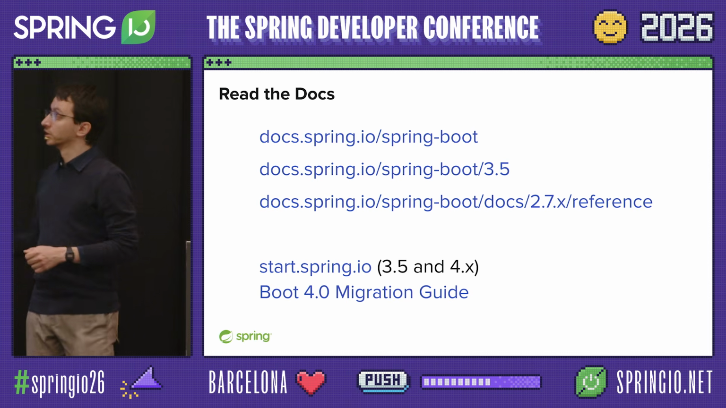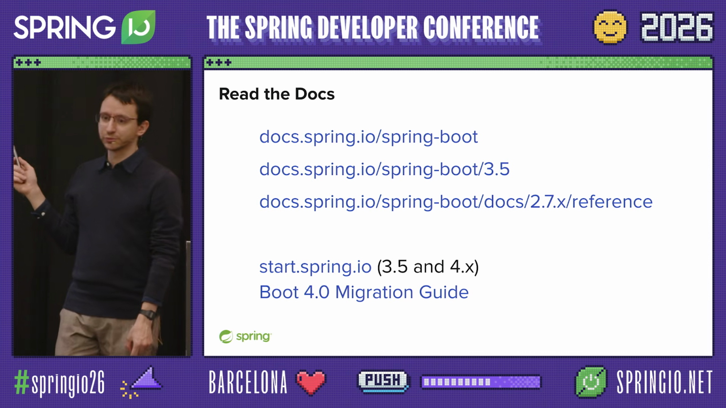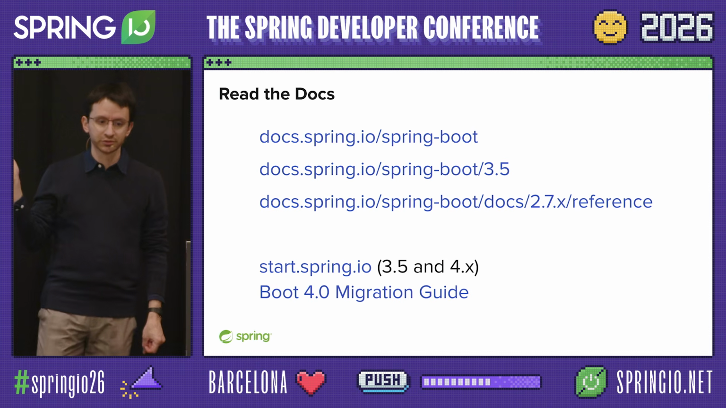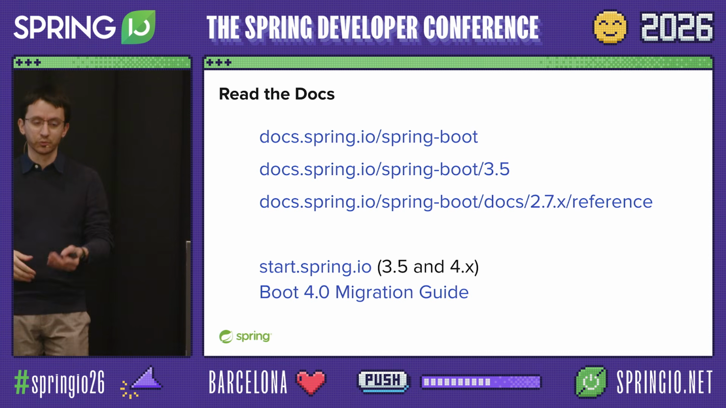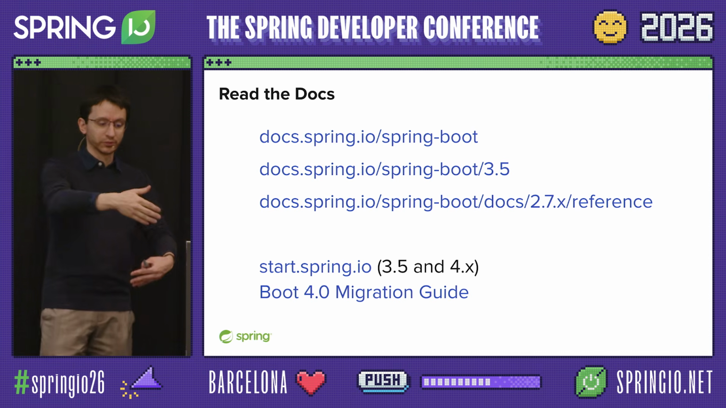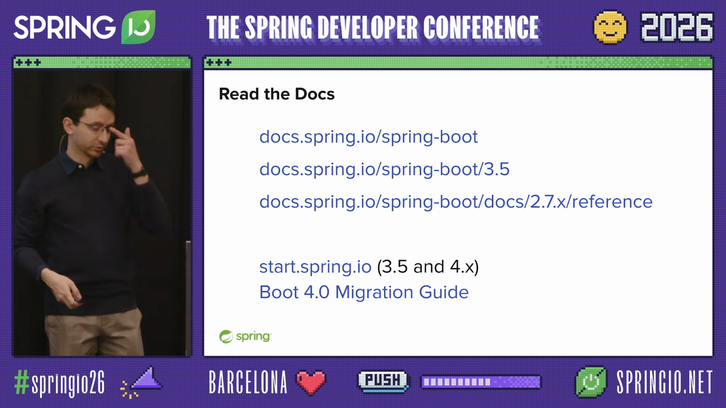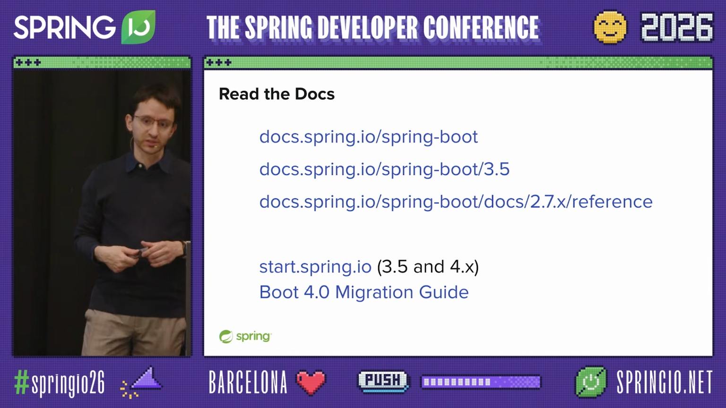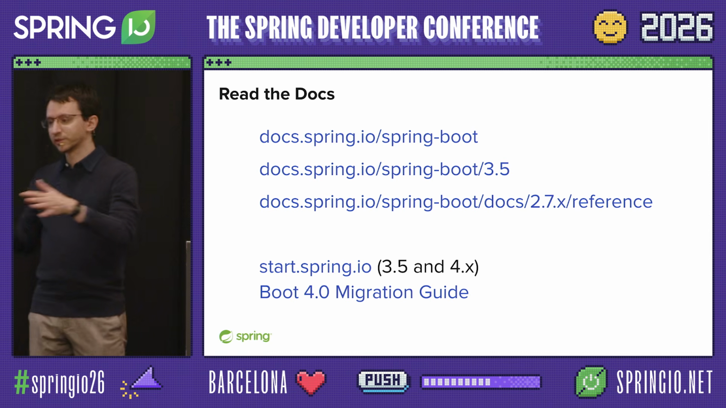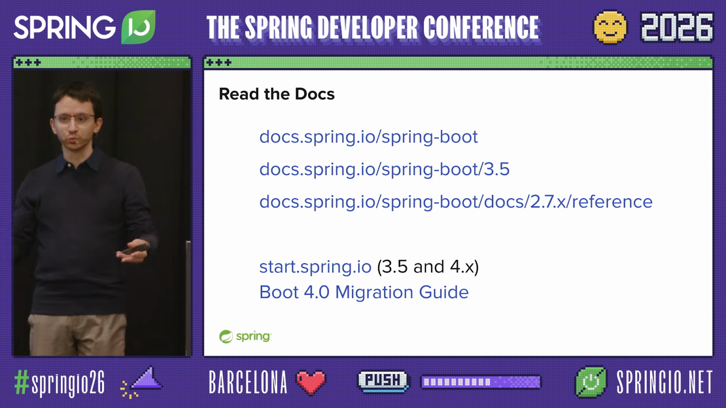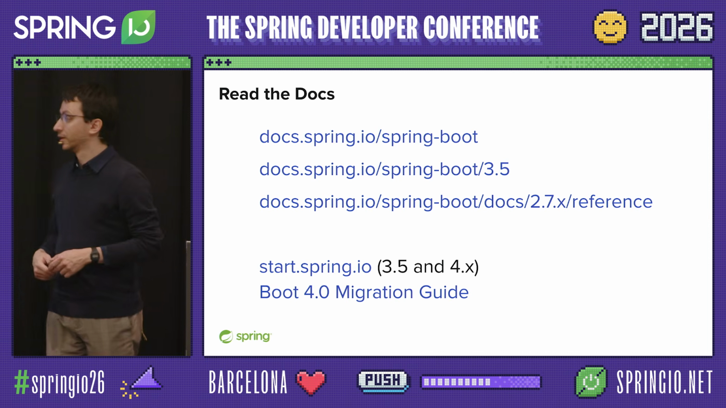Also, read the docs, please. I'm not sure if you are aware, but all of the Spring Boot documentation is versioned. So you can see, hey, what should I do with 3.5, or what should I do with 4.0? And there is also a Boot 4.0 migration guide, which, by the way, also exists for Boot 3.0, but since you are not using Boot 2, that doesn't matter for you.